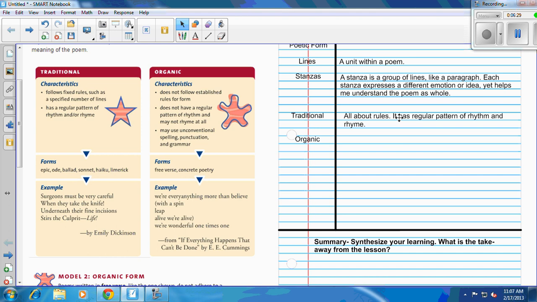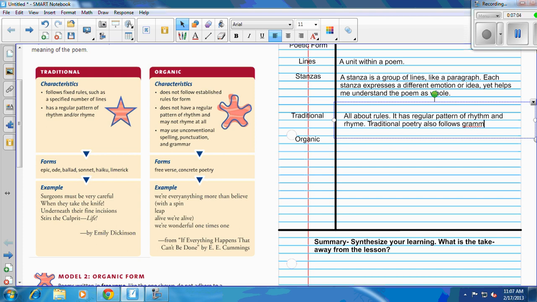So immediately I can notice that this poem definitely has a rhyme scheme. I can hear careful, knife, and life, right? I can feel the rhythm. Surgeons must be very careful. So it definitely has some rules. I also notice that Emily Dickinson is capitalizing all of her sentences. So I'm going to write down a pattern that I'm noticing: traditional poetry also follows grammatical rules.